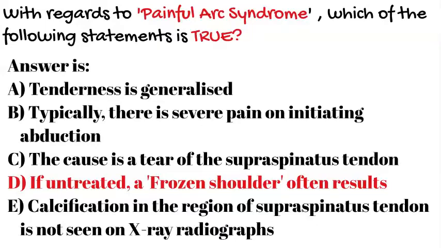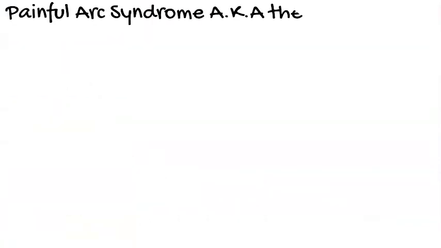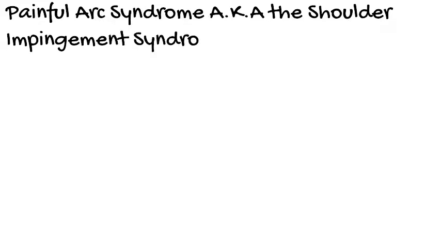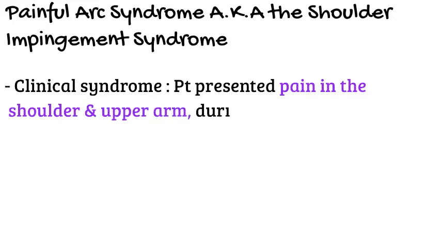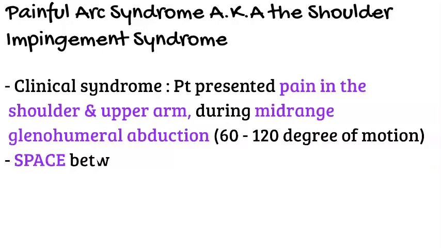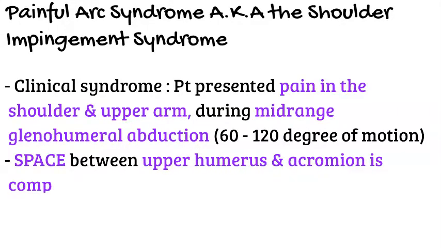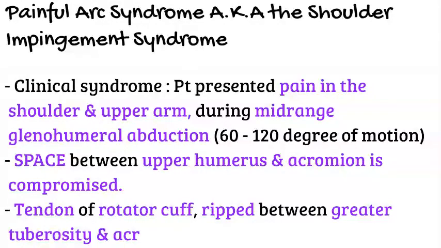Now let's revise a bit regarding painful arc syndrome, also known as shoulder impingement. The clinical syndrome is that the patient presents with pain in the shoulder and upper arm, usually during mid-range glenohumeral abduction, around 60 to 120 degrees of motion. The space between the upper humerus and acromion is compromised. The tendon of the rotator cuff is ripped between the greater tuberosity and acromion.